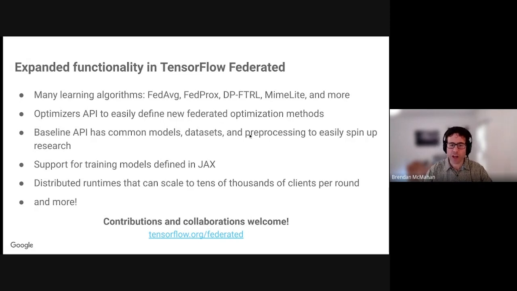And there's been also a lot of progress on the distributed runtimes, scaling up to tens of thousands of clients per round. This enables the collaboration I talked about on the previous slide, as well as just making it much more efficient to do large-scale federated learning research.